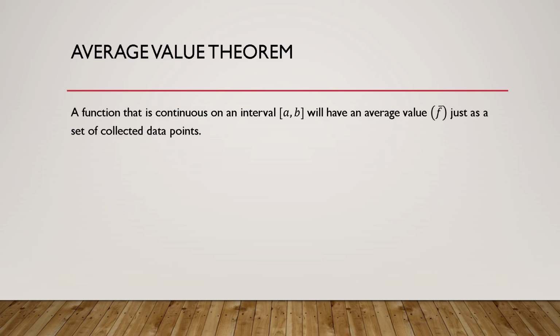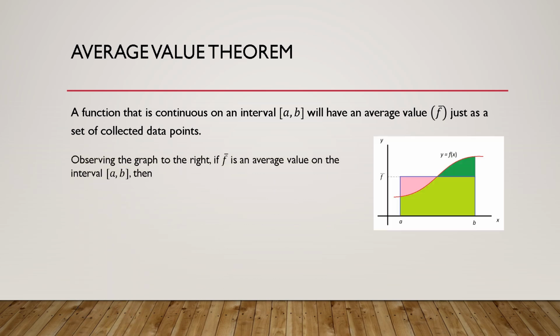The average value theorem states that a function that is continuous on an interval AB will have an average value. We can think of an average value the same way we do the average of a set of data points. For a function, we use the overscore f, sometimes called f bar, to indicate the average value of a function.